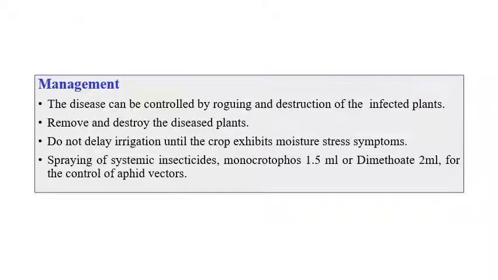So coming to the management aspects, the disease can be controlled by roguing and destruction of the infected plants. And as I told you earlier, do not rely on irrigation until the crop exhibits moisture stress symptoms. If the moisture stress symptoms exist, then only you can give the irrigation. And systemic spraying of insecticide like monocrotophos 1.5 ml per liter of water or dimethoate 2 ml per liter of water can control the aphid vector, because the cucumber mosaic virus is transmitted by aphids. So these insecticides are recommended for controlling this vector.